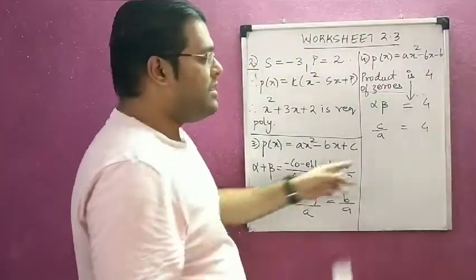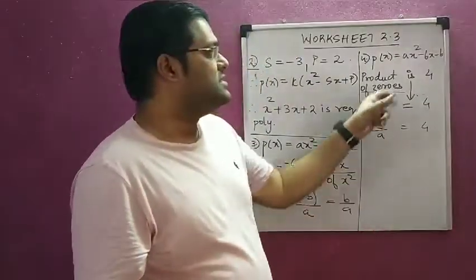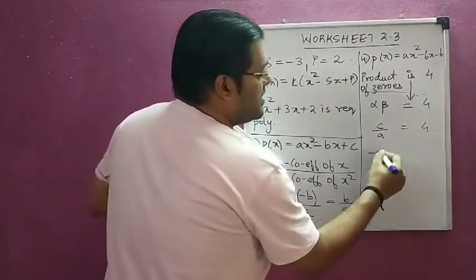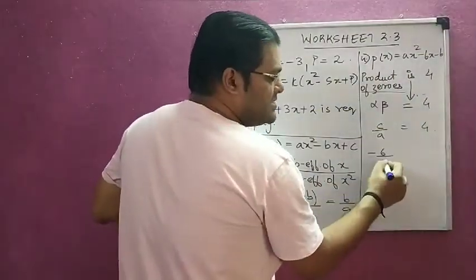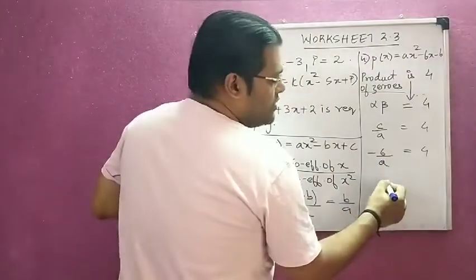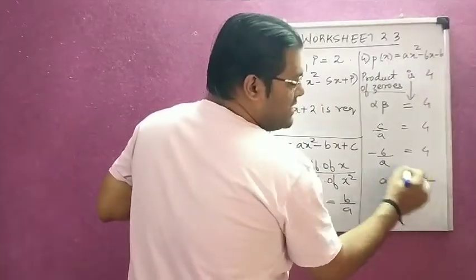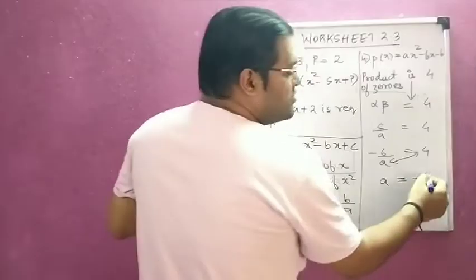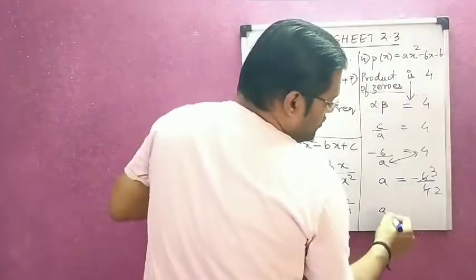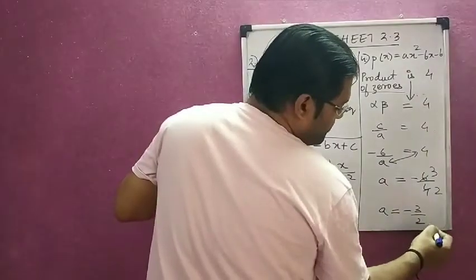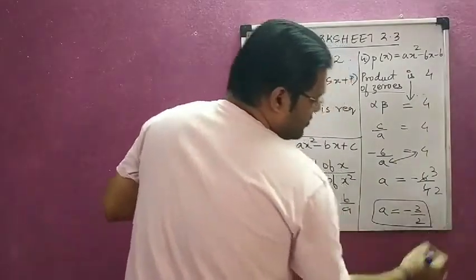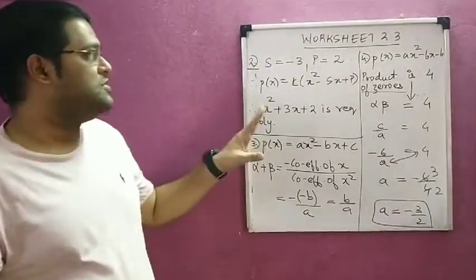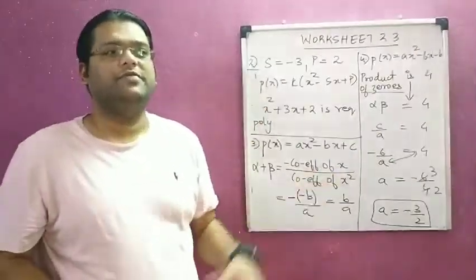Now if I look at my required polynomial, what is c? The constant term, minus 6. And what is a? So it is a itself. So a will be, if I cross multiply, minus 6 upon 4, I can reduce it and give you minus 3 upon 2. Right? So please verify 2, 3 and 4, then we proceed.